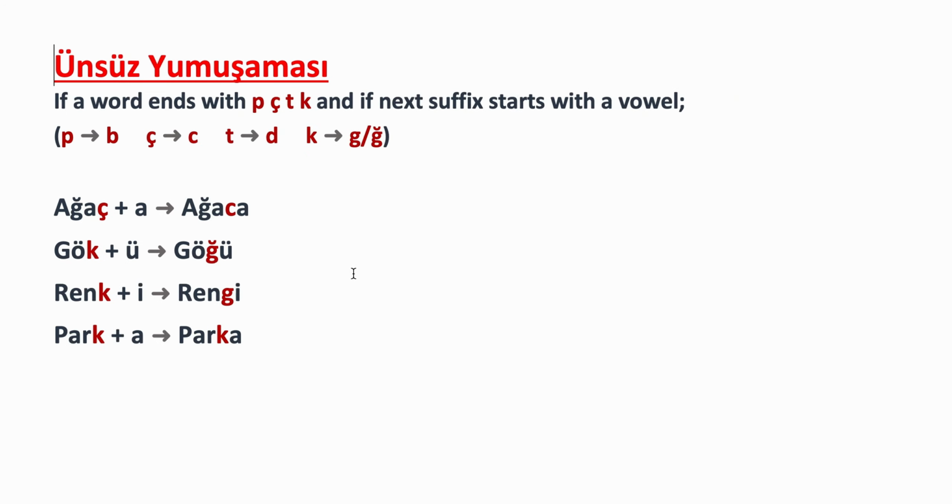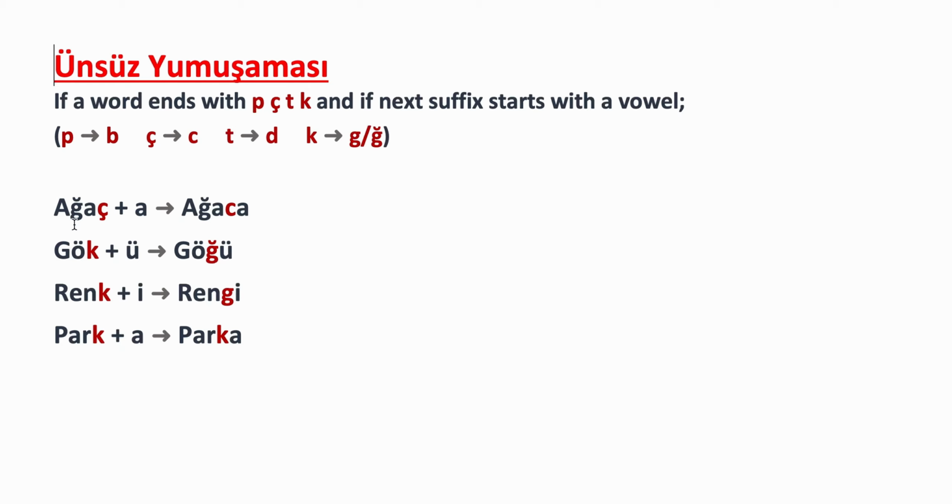Next topic is ünsüz yumuşaması. So, instead of making a consonant harder, we will make it softer. If a word ends with one of P, Ç, T, K letters, and if the next suffix starts with a vowel, then they turn into their soft way. P, B; Ç, C; T, D; K, either G or Ğ. But most of the time it is Ğ. But if the word ends with a double consonant, then it is G.